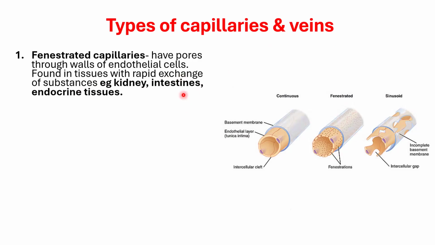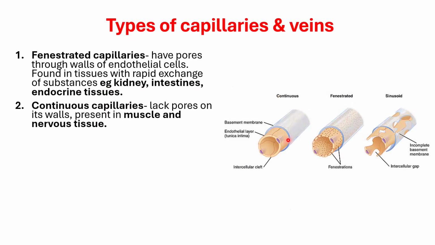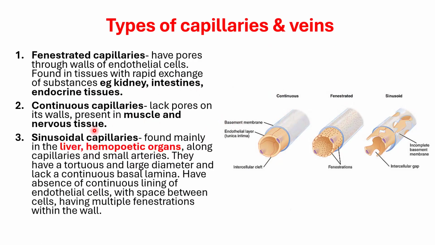So talk about the small intestine, the thyroid gland, the pituitary gland in that aspect. For the continuous, it is continuous now. So both the basement membrane and the endothelium won't contain the pores or spaces. So they lack pores in this wall, and are present in the muscular system, and also in the nervous tissue, especially in the central nervous system.